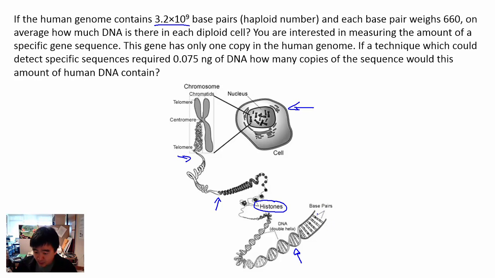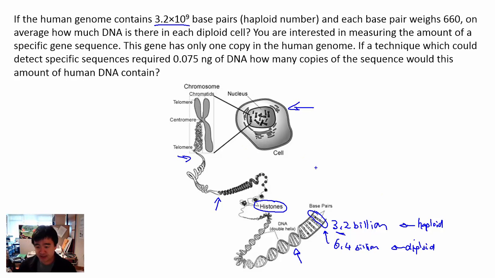So 3.2 billion of these base pairs make up the entire haploid genome of a human cell. So this is the haploid number, and because human cells are diploid, it means that there's about 6.4 billion of these base pairs inside a diploid cell. So that's what the question is trying to say here.